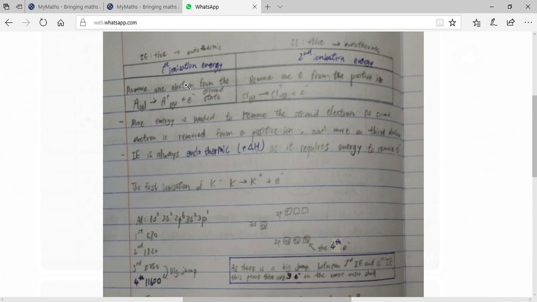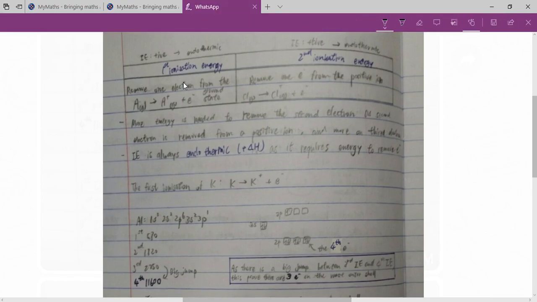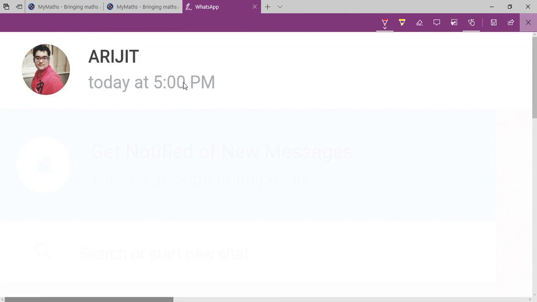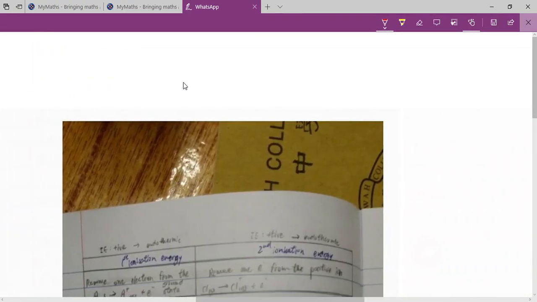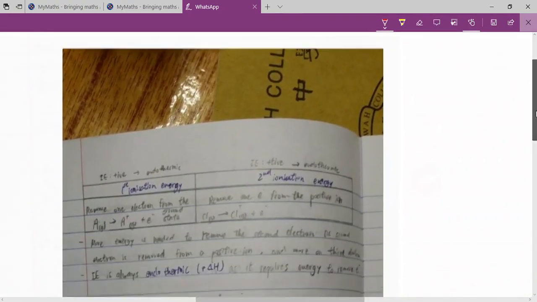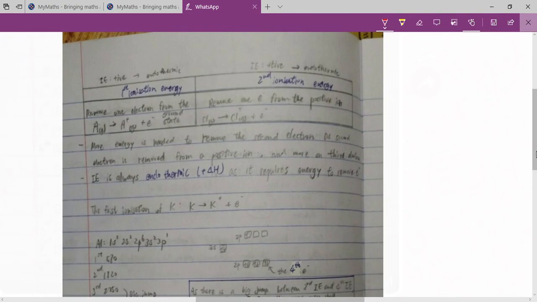You can understand this better if I write on the screen, so it will be more convenient for you. Suppose there is sodium. Sodium has atomic number 11, and its electronic configuration is 2, 8, 1. So it contains one electron in its outermost cell, which means the least amount of energy is required to remove this electron.